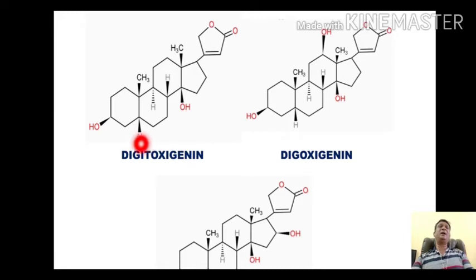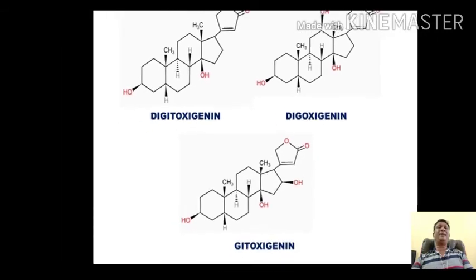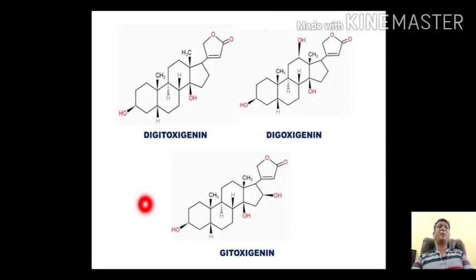Now suppose in the structure of digitoxigenin, we have one more hydroxyl group at C12 position like here. So this extra hydroxyl group at C12 position in digitoxigenin gives rise to formation of digoxigenin. So if we have to compare between digitoxigenin and digoxigenin, we must remember that an extra hydroxyl group is present at C12 position.